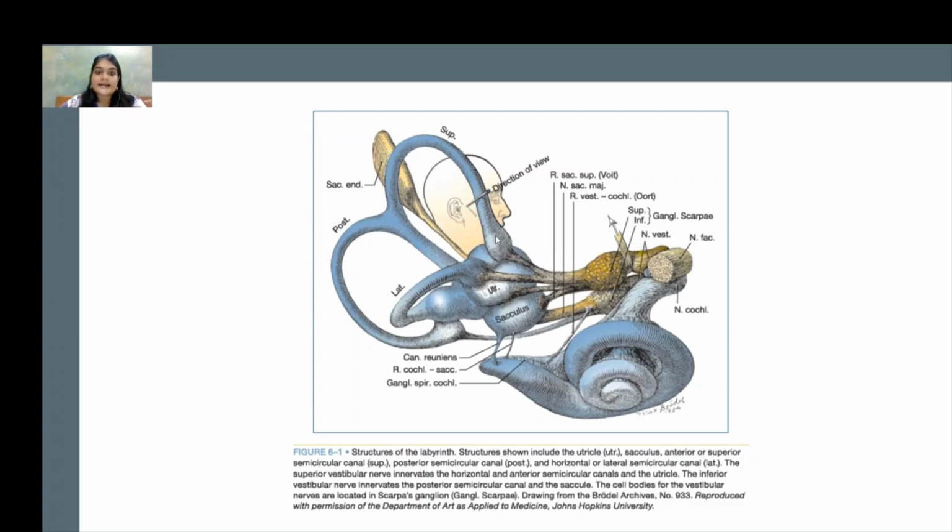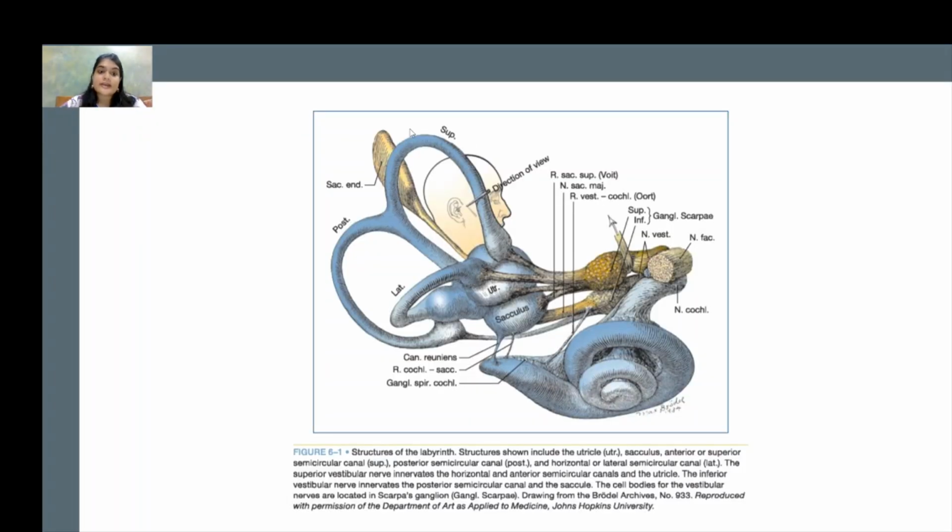So, one end of the semicircular canal is dilated, known as the ampulla. The lateral or horizontal semicircular canal has an ampullated end and a non-ampullated end. The non-ampullated ends of the superior and posterior canals join together to form the crus commune. Then the utricle and saccule are visible here.